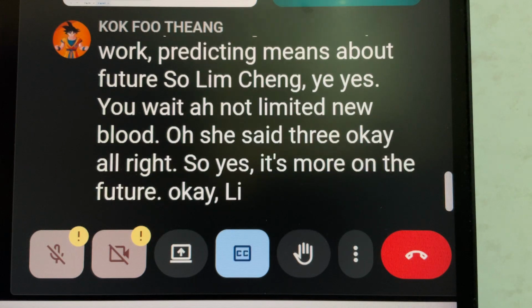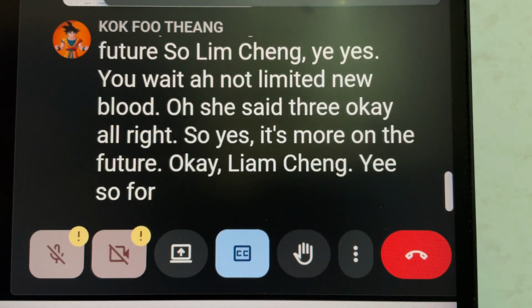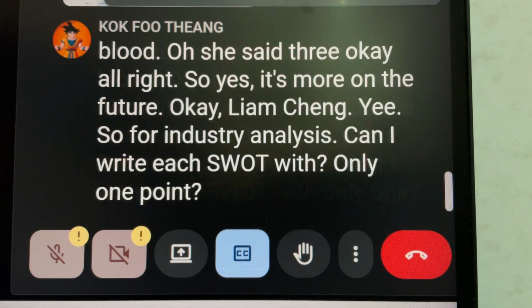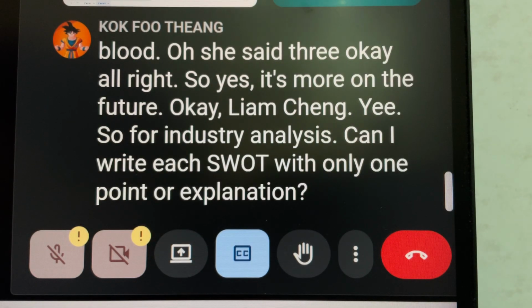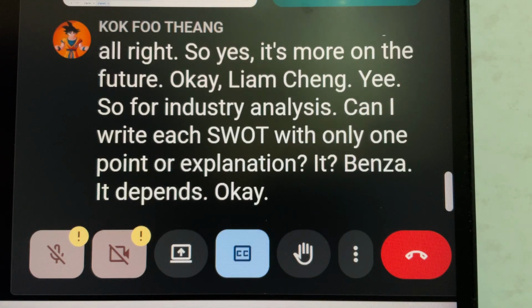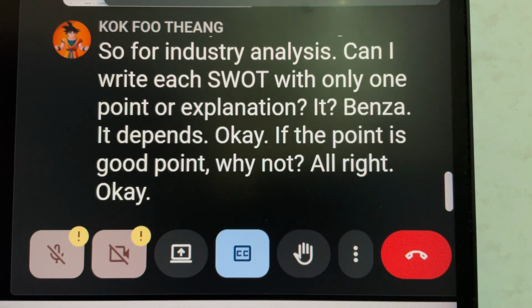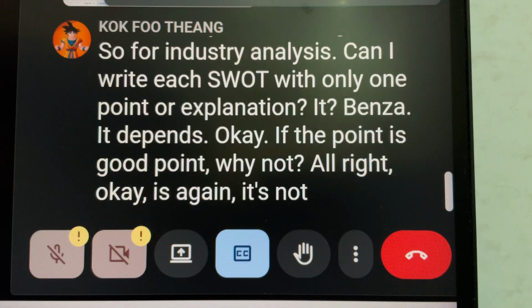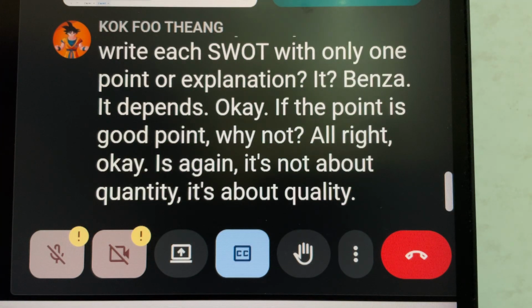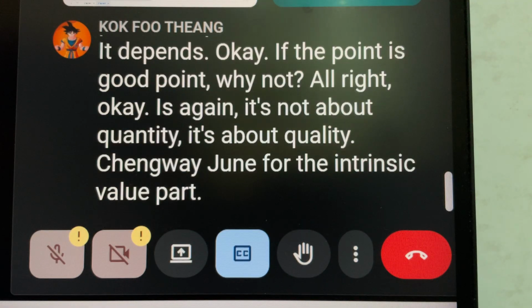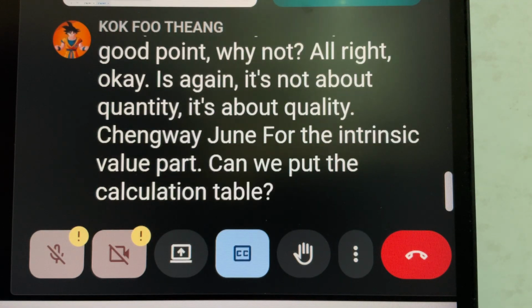So for industry analysis, can I write each SWOT with only one point or explanation? It depends. If the point is a good point, why not? It's not about quantity, it's about quality.